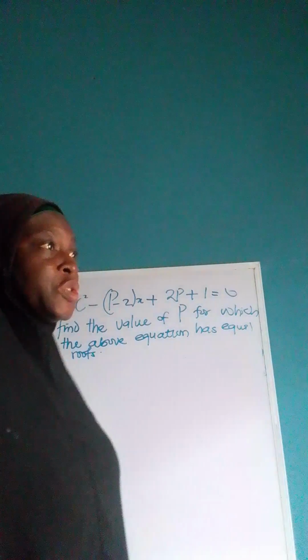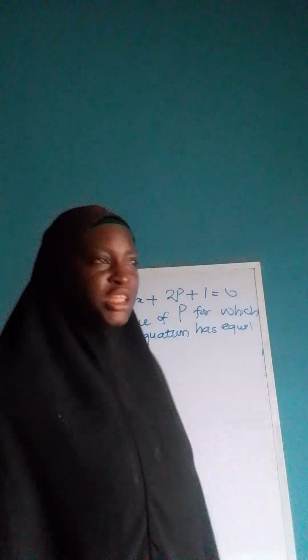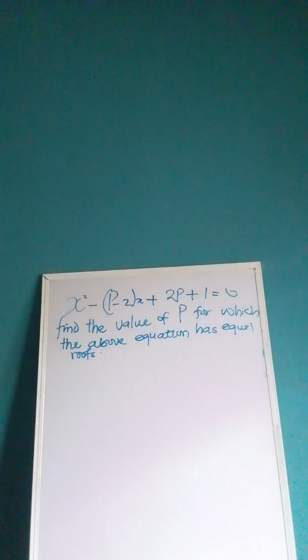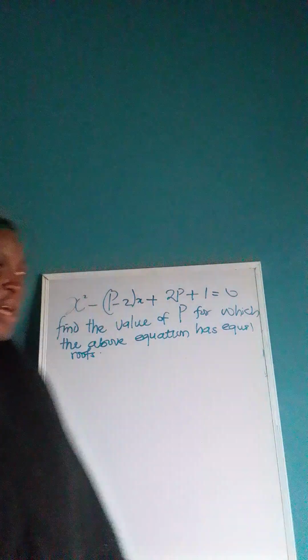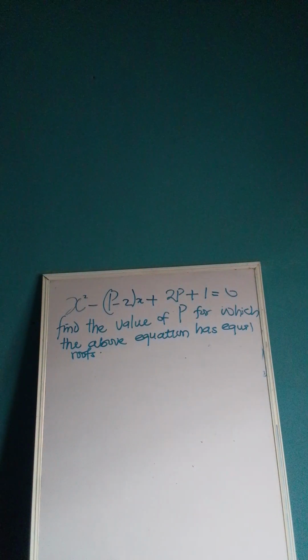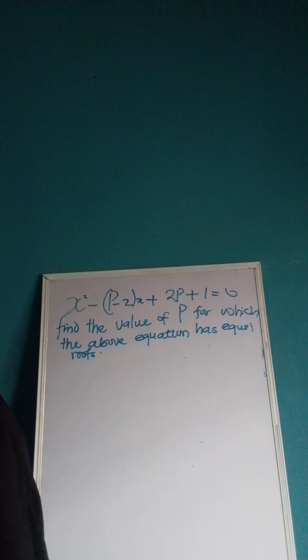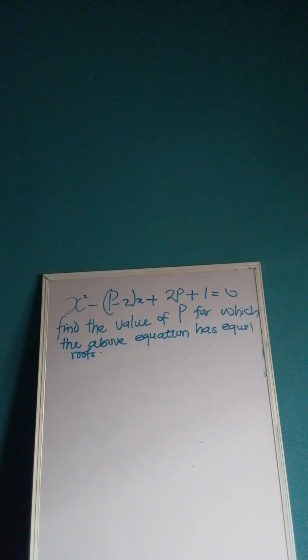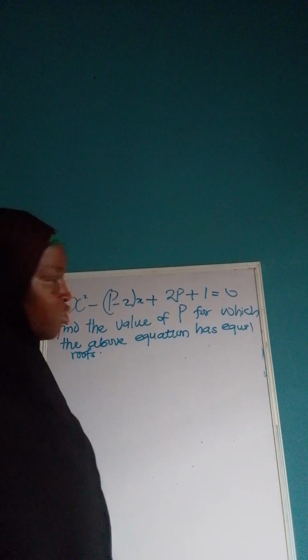Here is another question which students find difficult to solve. This is another algebra related question, and it's a UME past question. Let me read out the question for you. It says x squared minus (p minus 2)x plus (2p plus 1) equals 0. Find the value of p for which the above equation has equal roots.